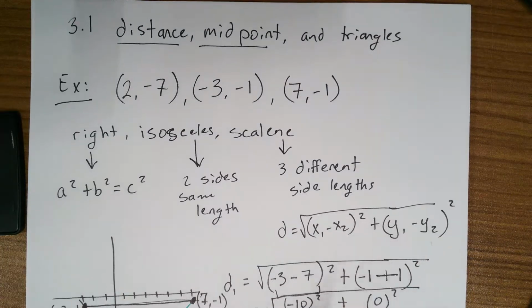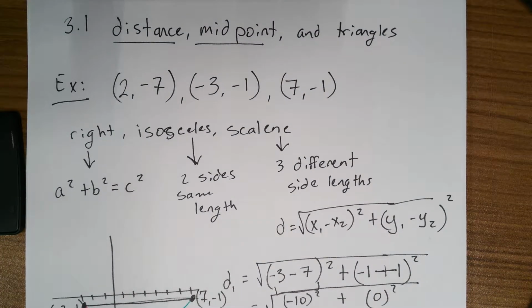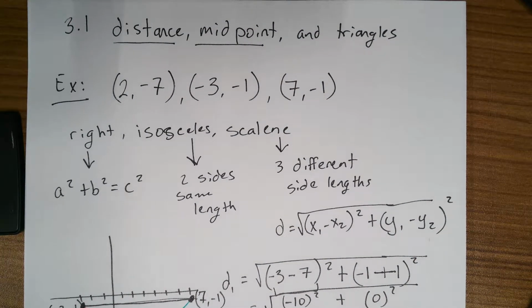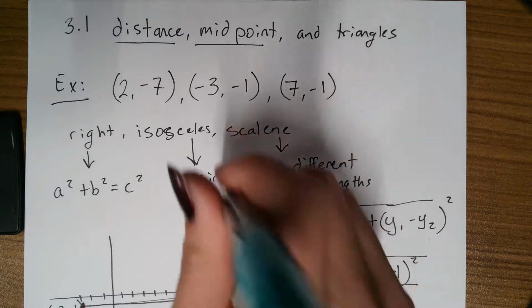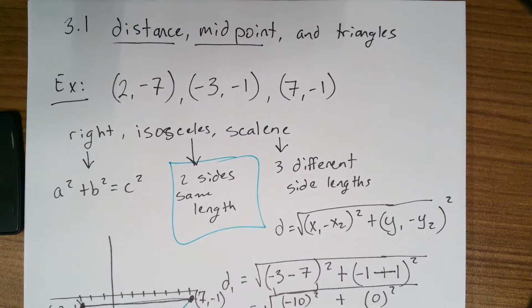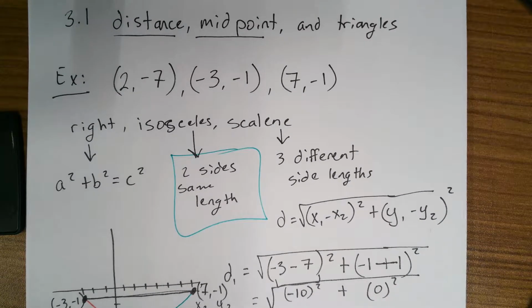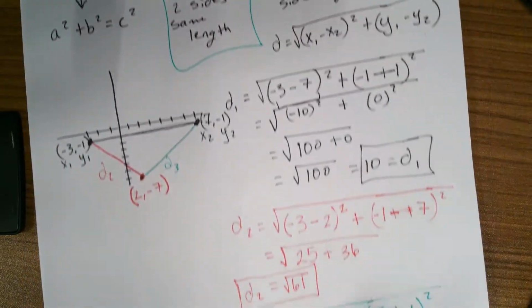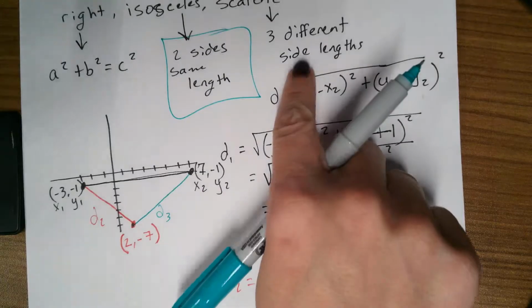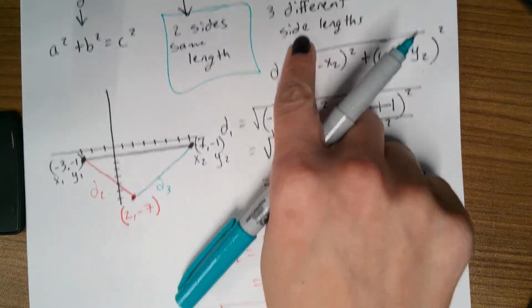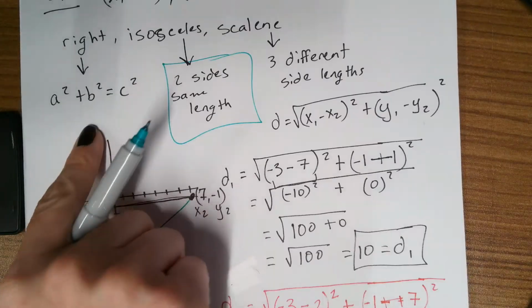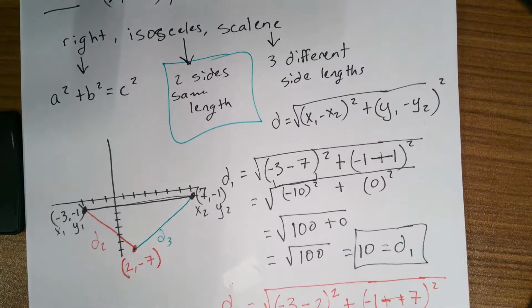So if you come back up here to our descriptions, what type of triangle would we have? So our two side lengths are the same. This tells me that this is an isosceles triangle. We can double check that it's not a right triangle, so let's go ahead and exclude that real quick. I know it's not scalene because I have two side lengths that are the same, but I do want to double check that it's not a right triangle real quick.